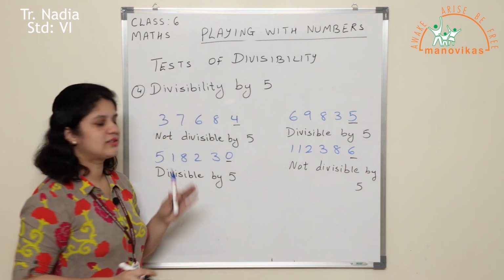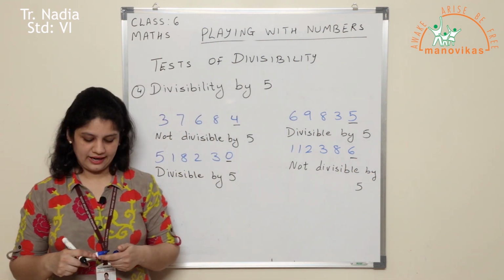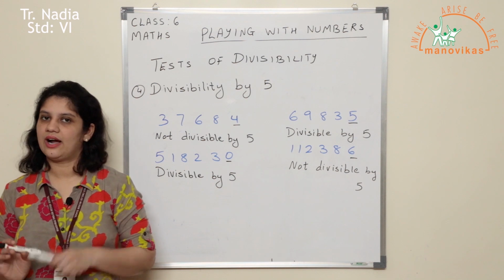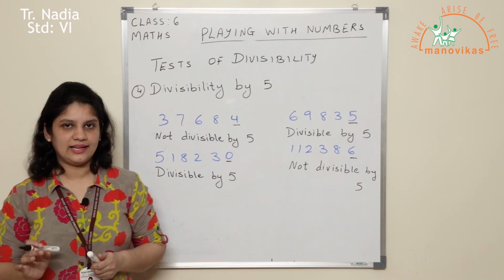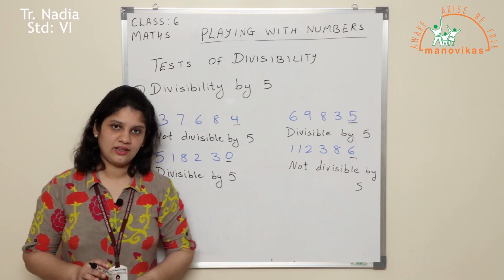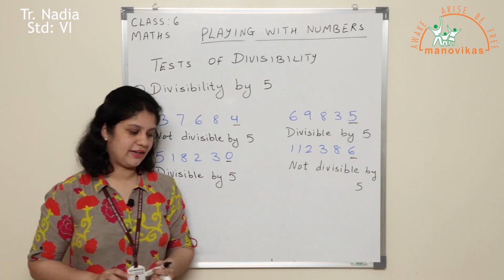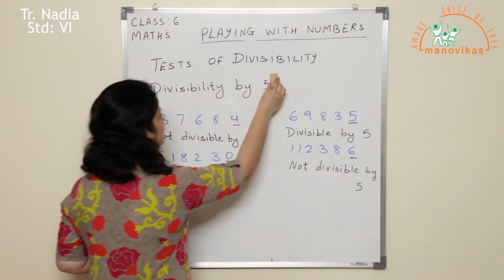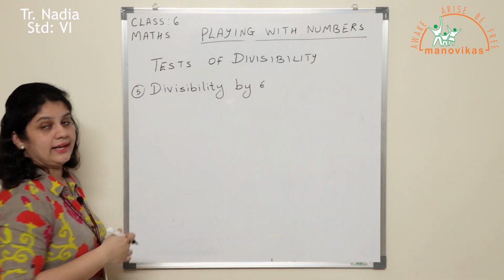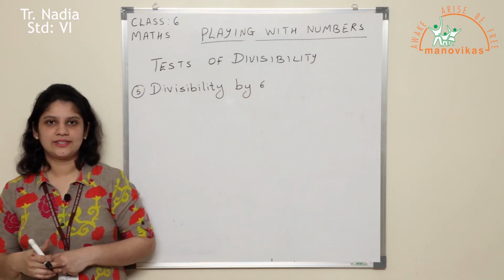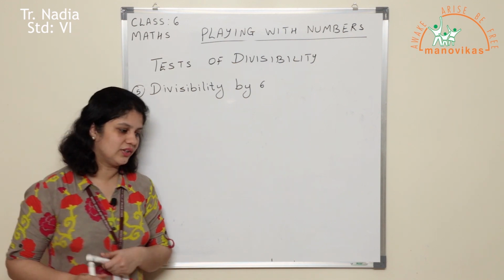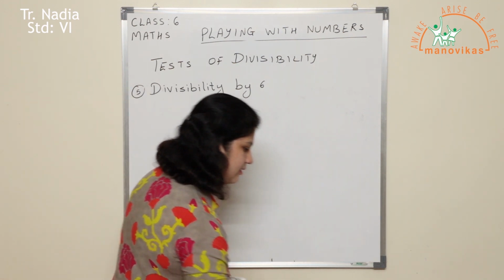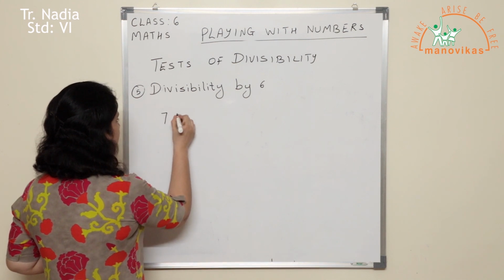Okay. So this is how you check divisibility by 5. You just focus on the last digit, underline the last digit or highlight the last digit and check whether it is 0 or 5. Alright. So divisibility by 5 is also clear to you all. Okay, now let us see how to check divisibility by 6. Now this is something really interesting. Let me take an example.